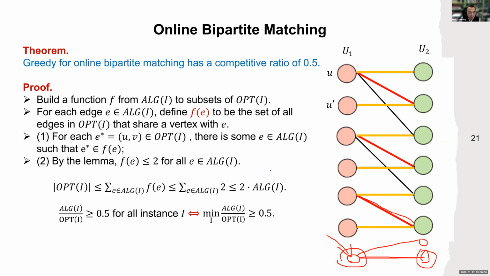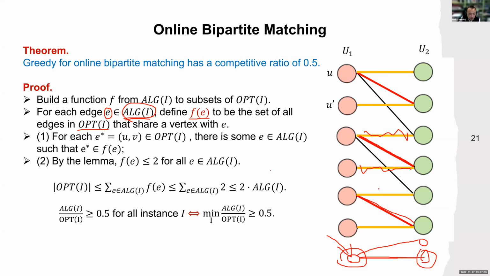So basically, we are doing a mapping from an edge chosen by the algorithm to the optimal solution. It's also called a charging argument. So what does it mean? It means that I pick one edge E chosen by the online algorithm, and then define F_E to be the set of all edges in OPT that share a vertex with E. Just like if I pick this red one, then F is this, and in the optimal solution, these are F.